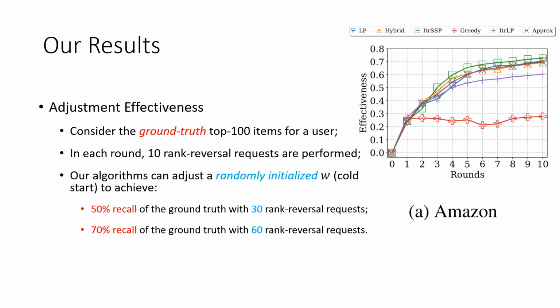We use the preference vector learned by existing learning models as the ground truth of the user. In particular, three classical models are used: PPR, WARP, and APR. Then we start from a randomly initialized W and compare the recall on the top 100 items. The figure here shows the result of our methods on the Amazon dataset. It's exciting to see that with 30 rank reversals, we can quickly achieve 50% recall, and it goes to 70% with only 60 rank reversals.